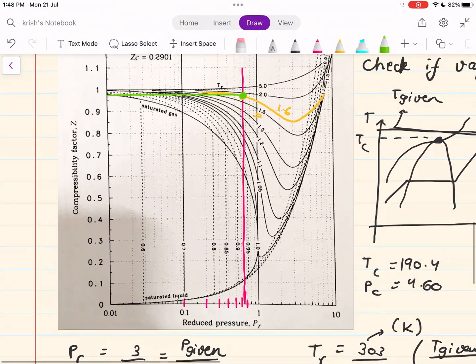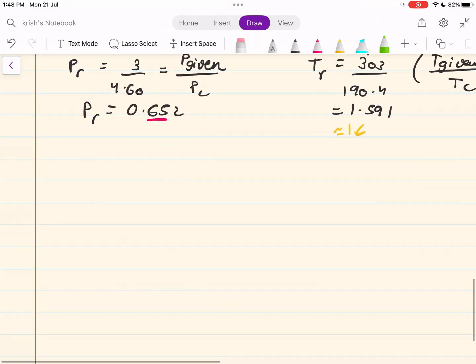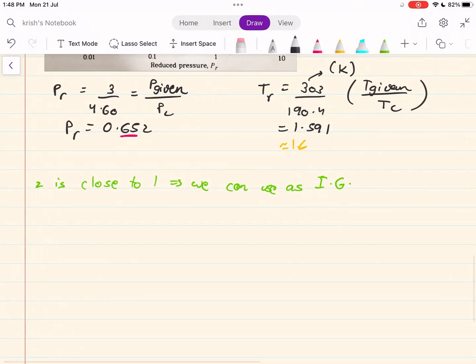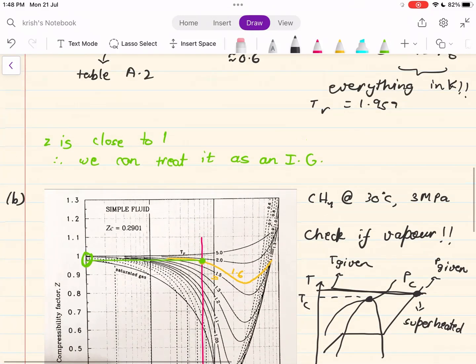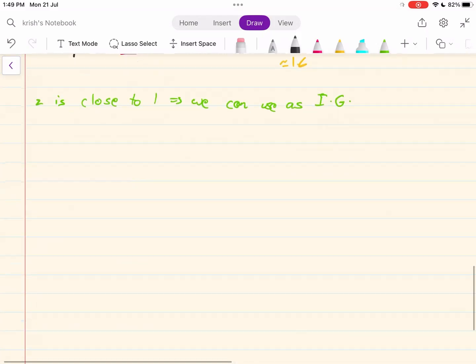Right. As you can see, Z is again very close to 1. Not very close, but close. We can use it as an ideal gas. Right. This question was exactly the same as above. So feel free to watch back these two questions as many times as you like.